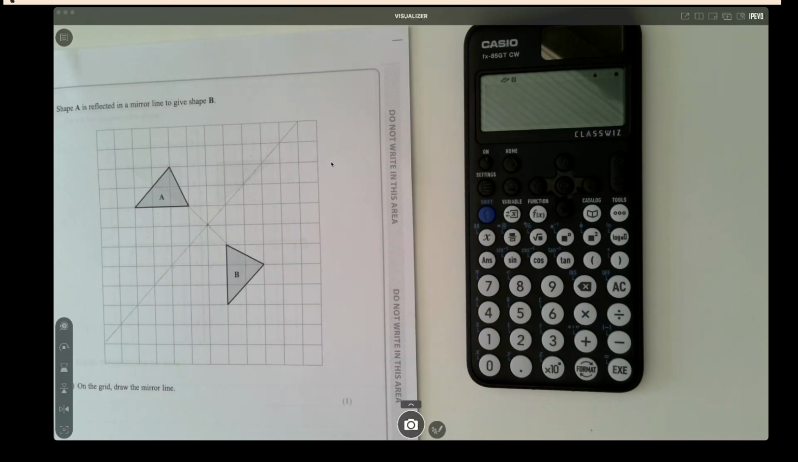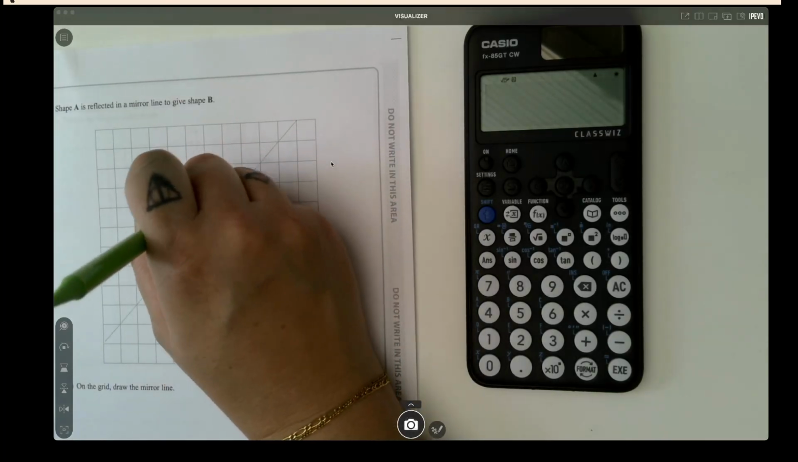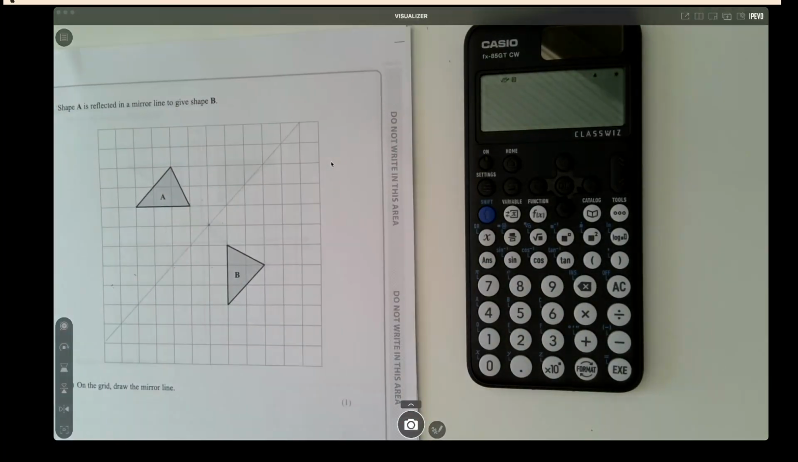And what I'm just going to do is remove those two lines so they don't get confused with which I think my mirror line is.